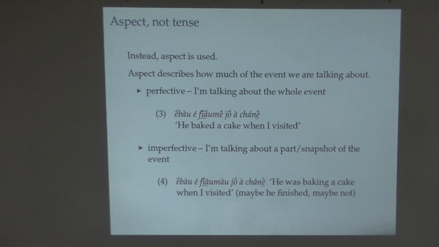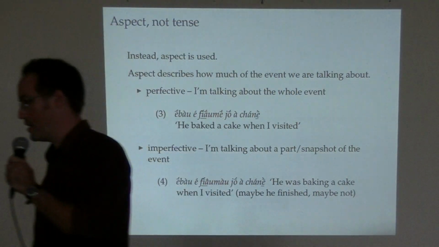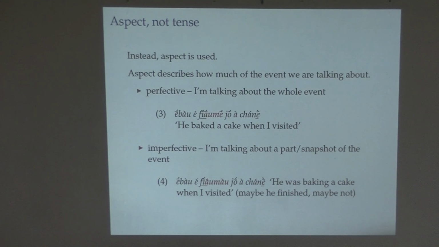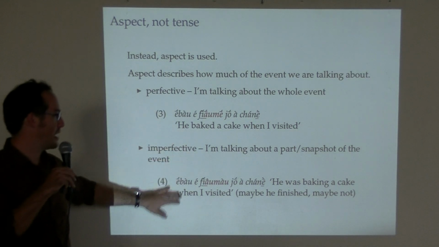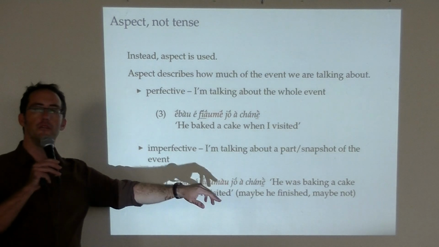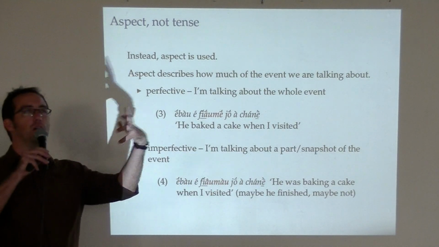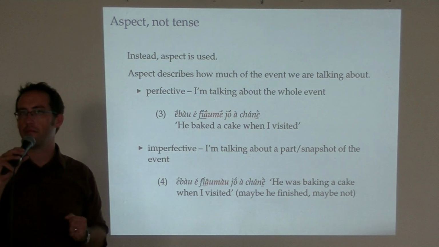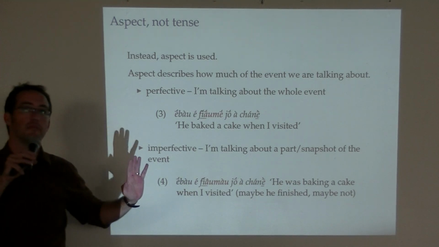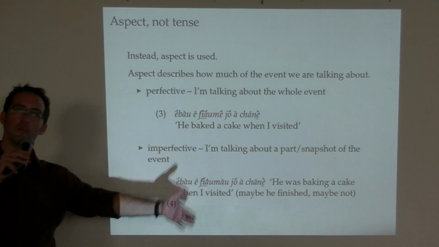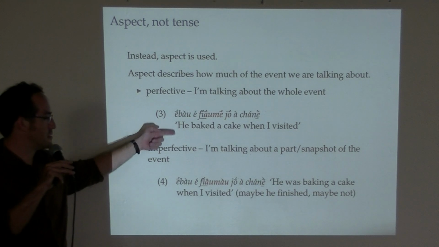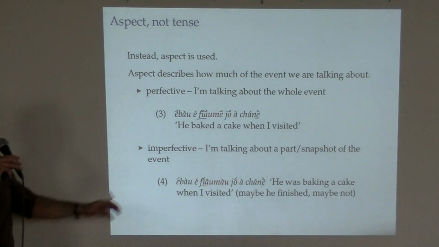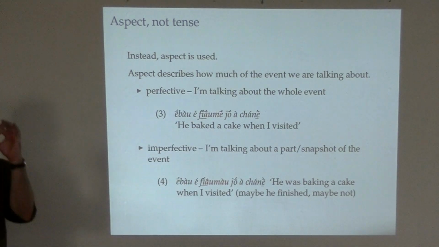Instead of using tense, Kiowa will use aspect. An aspect is something that features in the buffet of almost every language, probably every language. And it essentially describes how much of the event we're talking about. So in English, you have a difference between, say, he baked a cake and he was baking a cake, right? If I say he was baking a cake when I visited, I'm talking about this one moment in the middle of the cake baking. Maybe he finished it, maybe he didn't, I'm not saying. If I say he baked a cake when I visited, then I'm talking about the whole cake baking. And that's a difference in what we call aspect. In English, these sentences are both past tense. In Kiowa, you would just mark the aspect and rely on the context to get you the time.